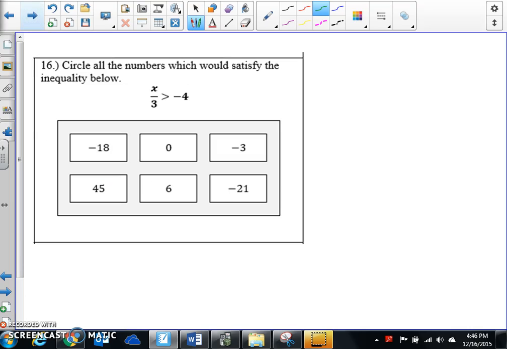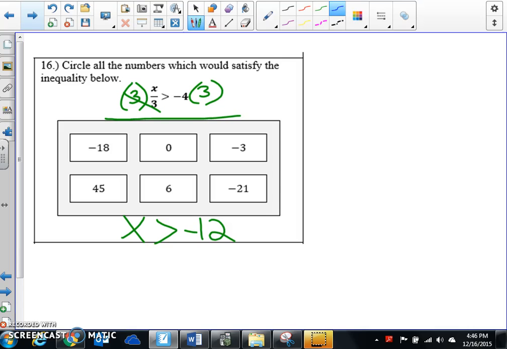Okay, so first I need to start by solving this. So the opposite of dividing is multiplying. I draw my line. Stop! Did I divide or multiply by a negative? No. So I keep my inequality. -4 times 3 is -12.